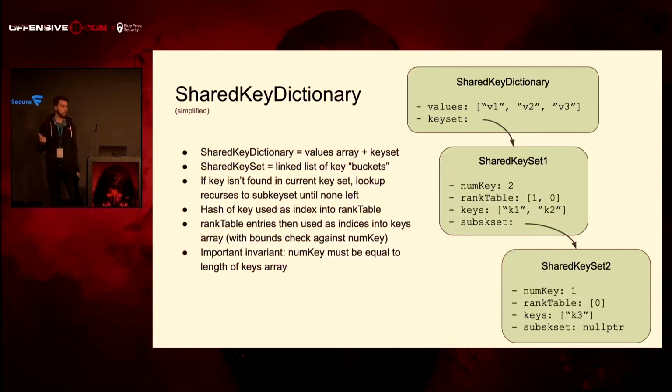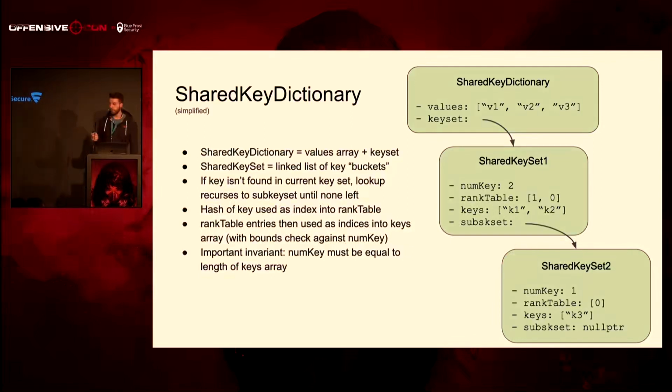And so the way the lookup works is, you want to look up K1 maybe, or let's go with K3. So you want to look up K3, you go to the first shared key set, you hash the value K3 basically, and use that as index into the rank table. And then the rank table gives you an index into the keys array, right? But that index is bounds checked against numKey. Okay? And so in this case, it wouldn't find the key K3 in the first key set, it would go to the second key set, do the same thing, find the key K3, and then that's the index for the values array in the shared key dictionary.